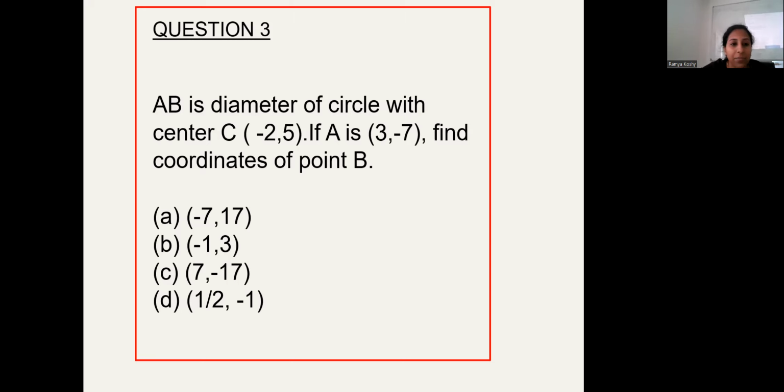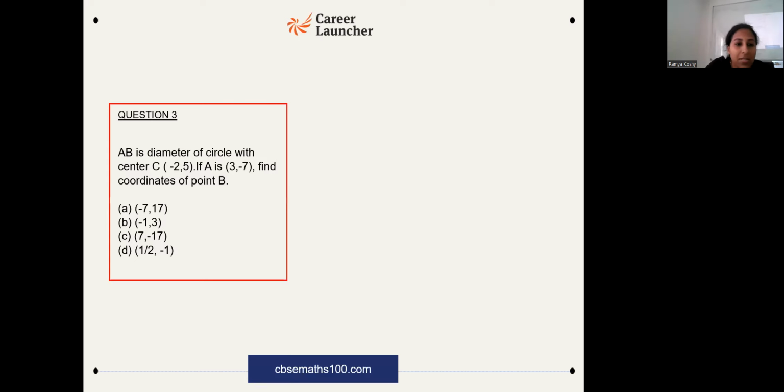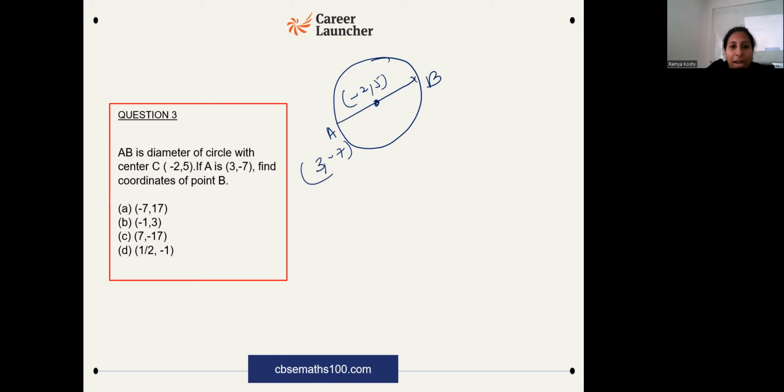Those of you who usually make mistakes with this, I recommend drawing a figure quickly. It won't take much time. So you're having AB, which is the diameter. C, the center, is given as (-2, 5). A is (3, -7). You need to find the coordinates of this point.